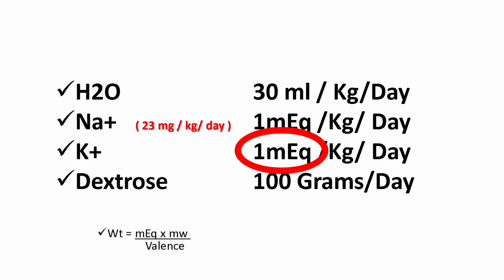Similarly, in the case of potassium, which is also 1 milliequivalent per kg per day, we place the values: 1 milliequivalent multiplied by the atomic weight of potassium, which is 39, divided by the valence, and we get 39 milligrams. So we can say the requirement of potassium per day is 39 milligrams per kg per day.